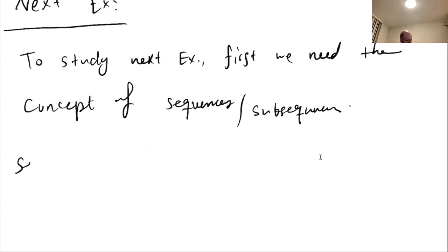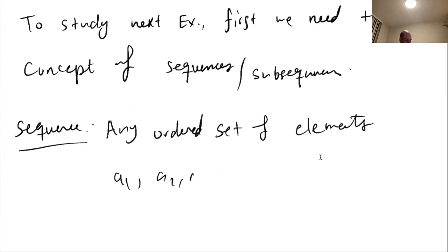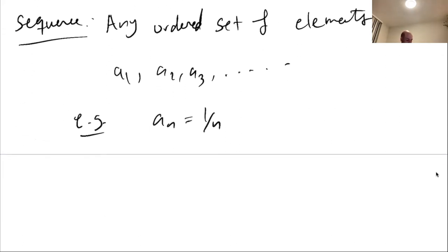A sequence is any ordered set of elements. So for example, A1, A2, A3. For example, if I say AN equals 1 over N, this is a sequence, right? Because I have the order, I can say A1 is 1, A2 is 1 over 2, A3 is 1 over 3, and so on.